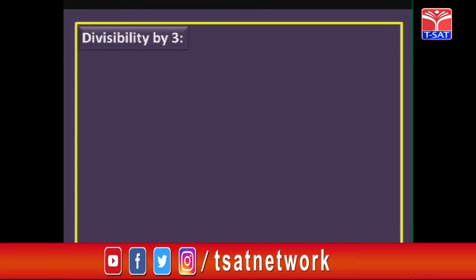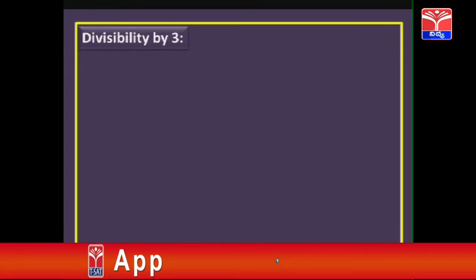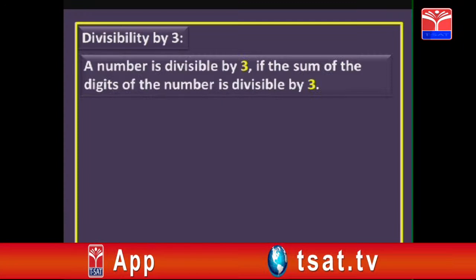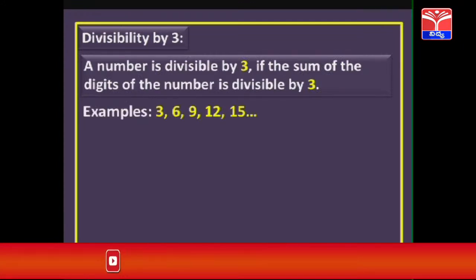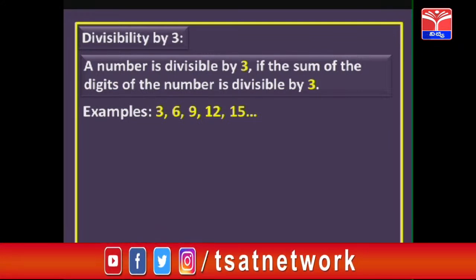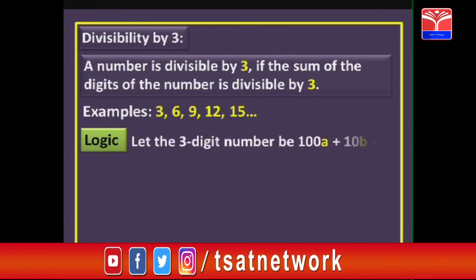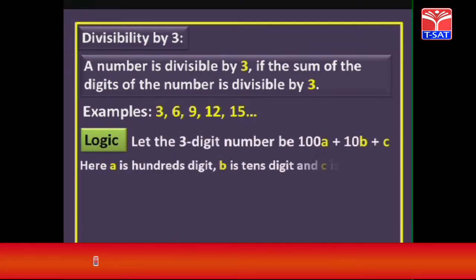Let us move on to our next divisibility rule, that is divisibility by 3. If the sum of the digits of the number is divisible by 3, then the number is divisible by 3. If you consider examples 3, 6, 9, 12, 15, and so on, all these numbers are divisible by 3. Let us see the logic behind this again. Consider the same 3-digit number once again.